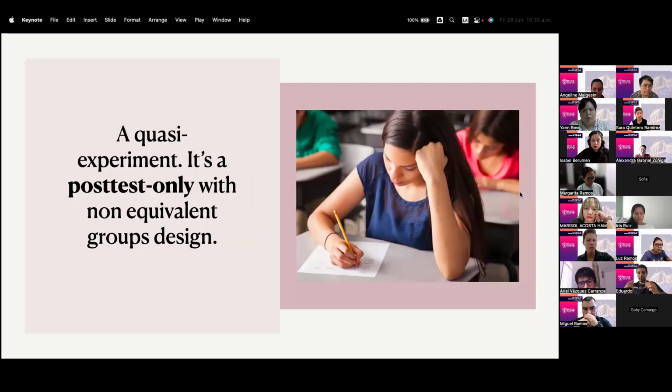Okay, now let's move to the methodology. It's going to be a classic experiment. It's a post-test only. I am not going to apply pre-test, just post-test with non-equivalent design groups.